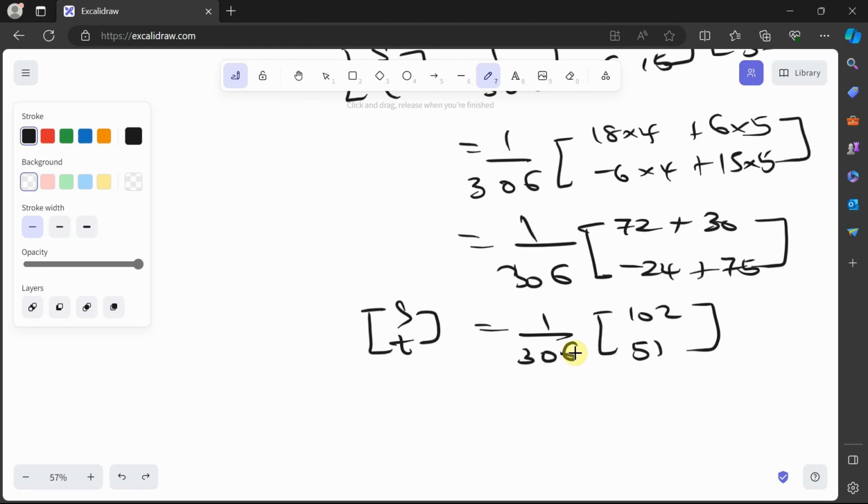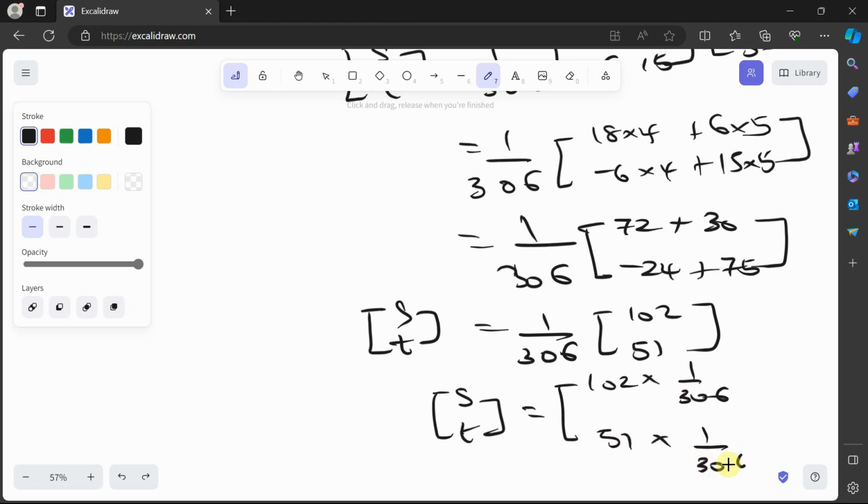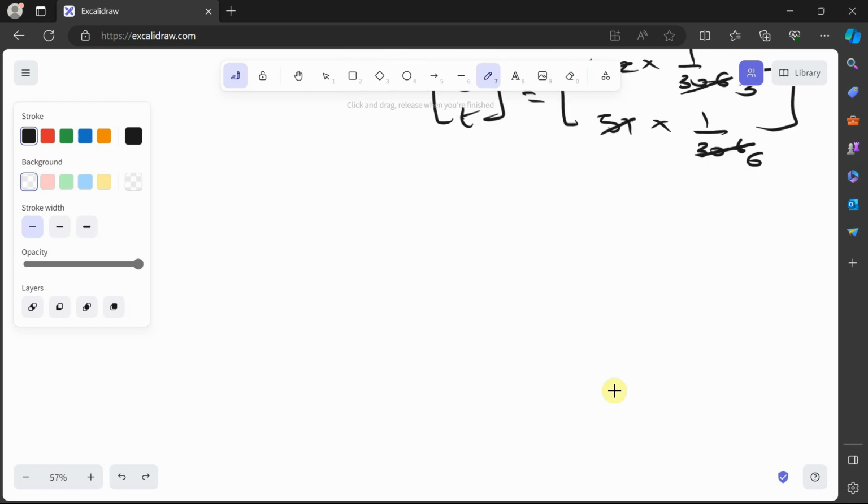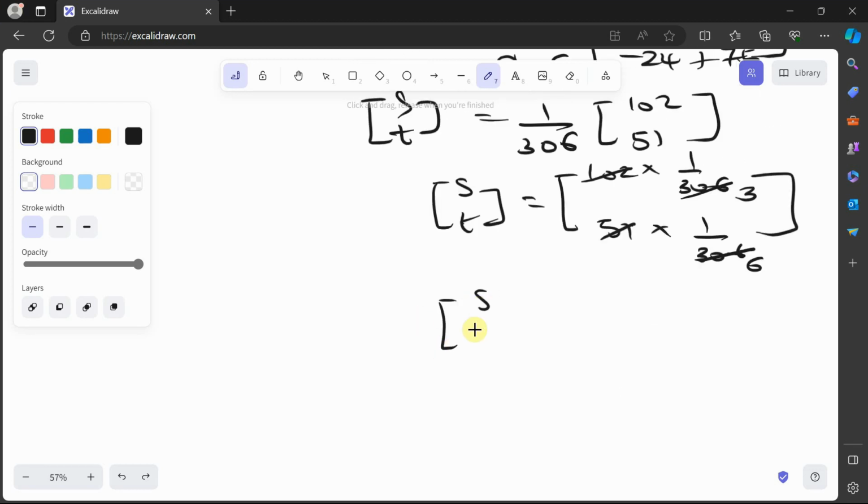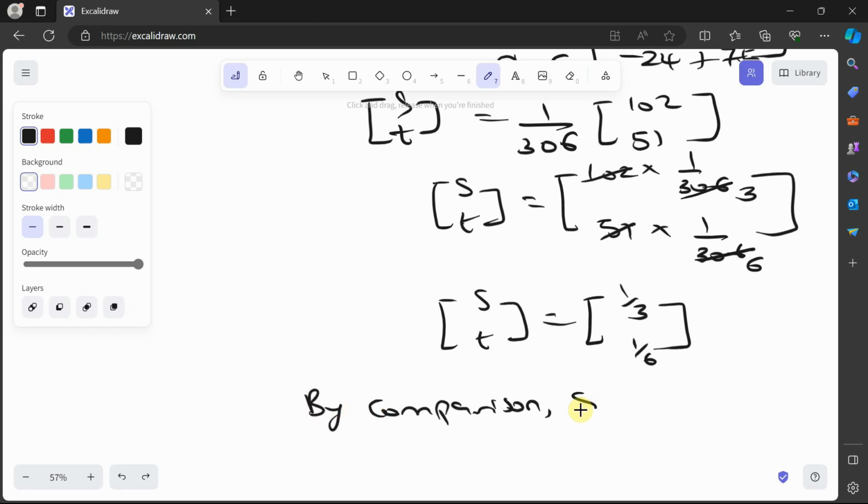But then I now have to do the scalar multiplication. So S and C would be equal to, open brackets, 102 multiplied by 1 over 306, and then 51 multiplied by 1 over 306. This can go here 3, and this can go here, I think this can go here 6. So at the end of the day, I can write my S and C as 1 over 3 and 1 over 6. I can now say by comparison, S is equal to 1 over 3 and C is equal to 1 over 6. If you got this, well done to you.